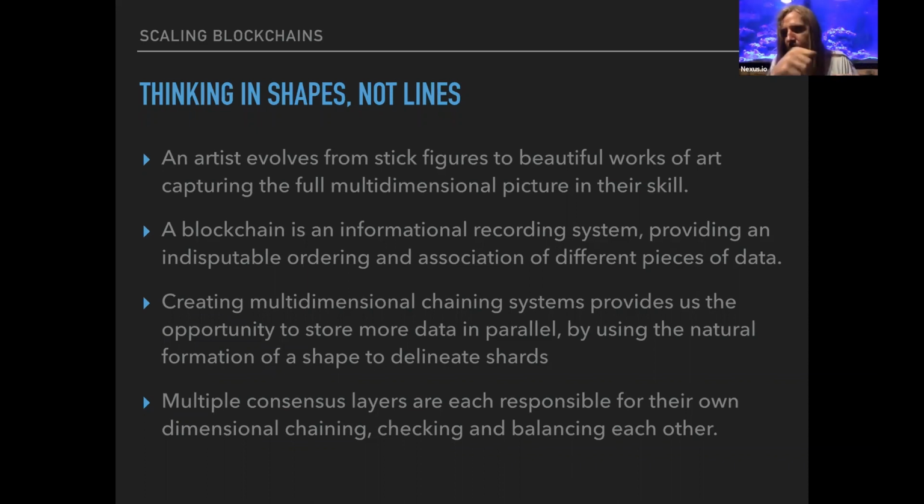The shades come from your depth and your light, right? So a blockchain is an informational recording system, providing an indisputable ordering and associations of different pieces of data. So creating a multidimensional chaining system provides us the opportunity to store more data in parallel by using the natural formation of a shape to delineate shards.